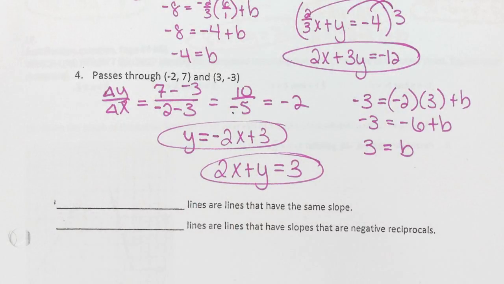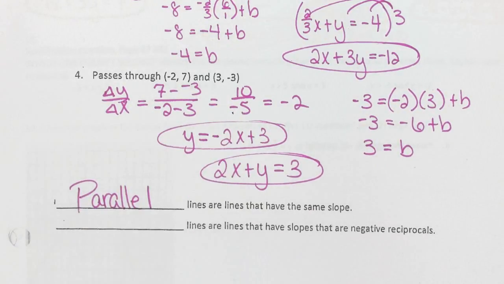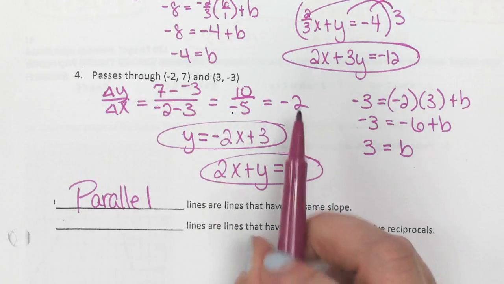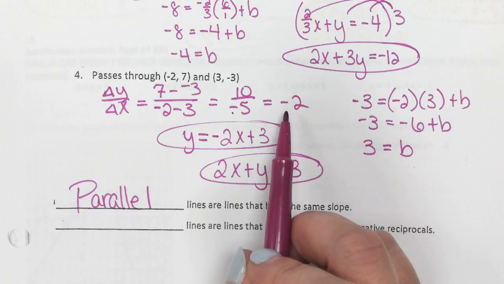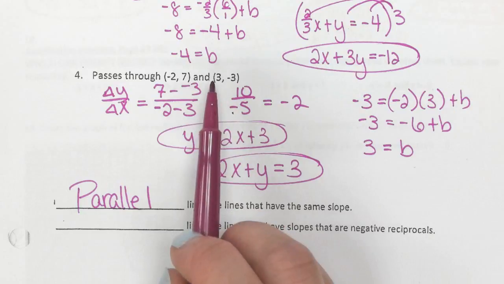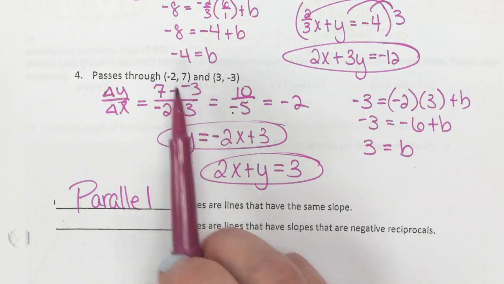Let's look at these definitions real quick. Blank lines are lines that have the same slope. What kind of lines are those? Parallel. No, -2 is your slope, you have to use -2. Sorry, I'm thinking of the x. You have 2 of them. You just pick one. If you pick 7, then you have to use the -2 that goes with it.